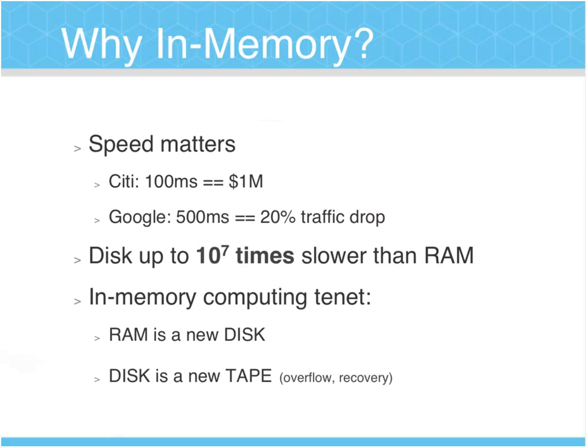Google, for example, claims that a half second delay on the search results cost them 20% of the traffic. And if you know anything about Google, traffic means revenue, and 20% of the traffic practically means billions of dollars. So a half second delay on the search query cost them literally billions of dollars in loss. That's why companies like Citi and Google, and many, many others, invest a lot in performance.